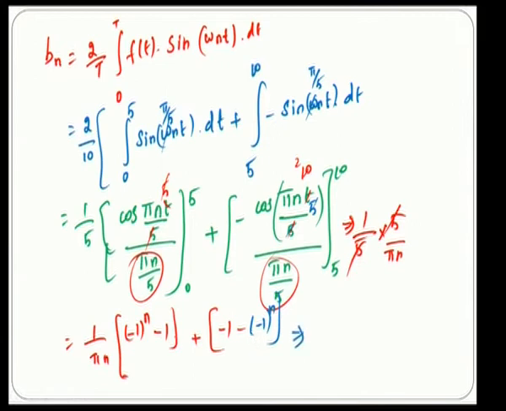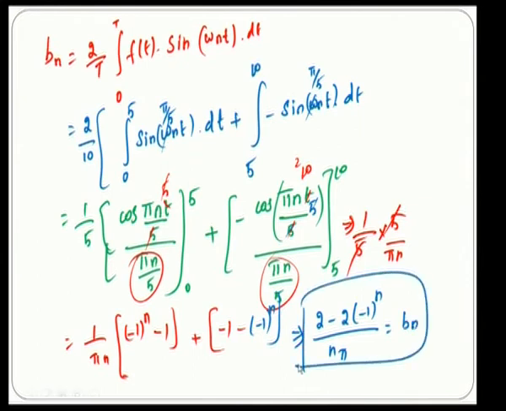So after simplifying, what do you get? 2 minus 2 power minus 1 by n pi. So this is the Bn value. From that, suppose n equal to odd. Then n equal to odd means this value becomes minus 1. So minus of minus becomes plus, and you can write it as 4 by n pi. If it is even, then this becomes plus 1, so you get it as 0.